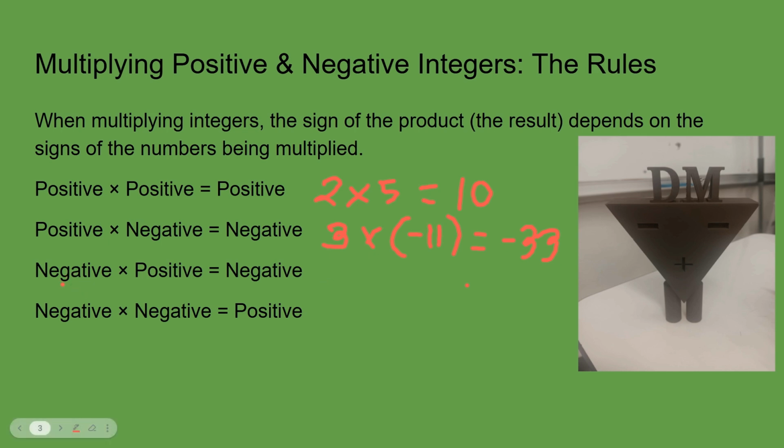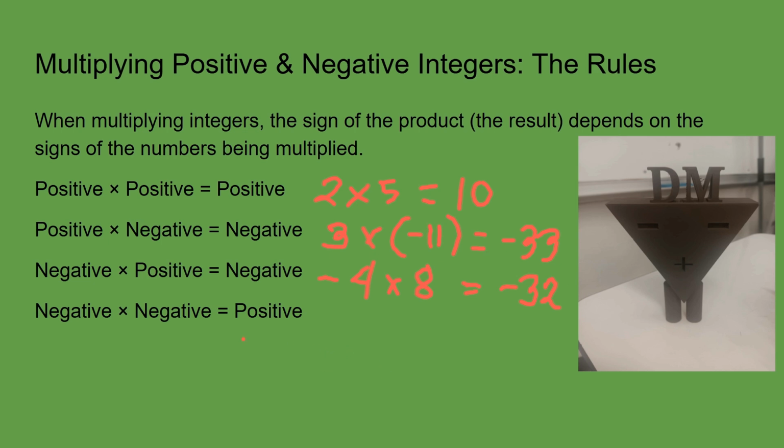Next, how about negative times positive equals negative? Let's have an example: negative 4 times 8 will give us an answer of negative 32. Because negative times positive, negative 4 times 8, which is positive, will give us a negative answer, which is negative 32.